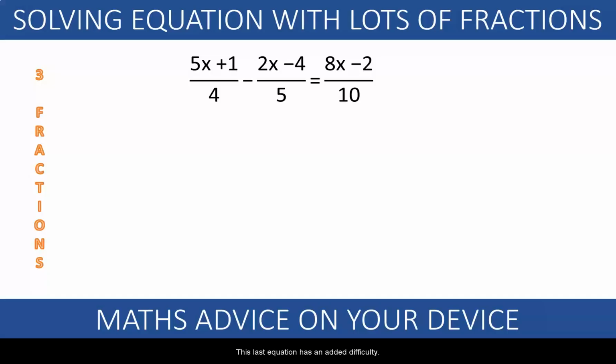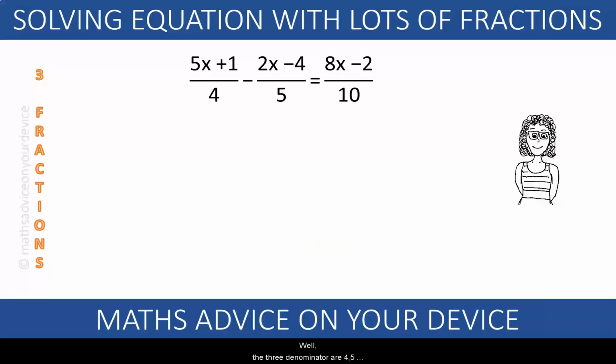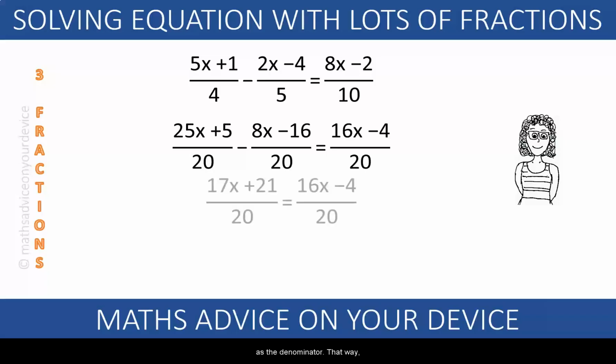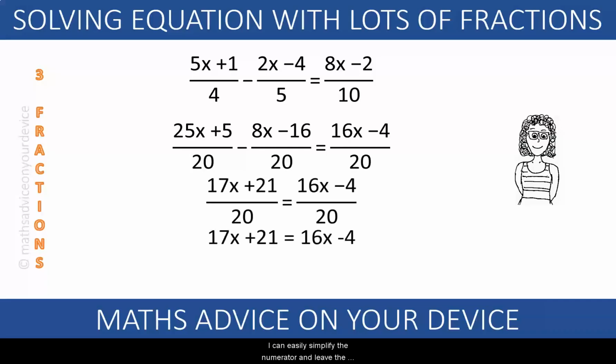This last equation has an added difficulty. You have 3 instead of 2 fractions. Can you think of the best way to tackle it? Well, the denominators are 4, 5, and 10, so I'm going to convert these 3 fractions into equivalent fractions with 20 as the denominator. That way I can easily simplify the numerator and leave the same denominators.